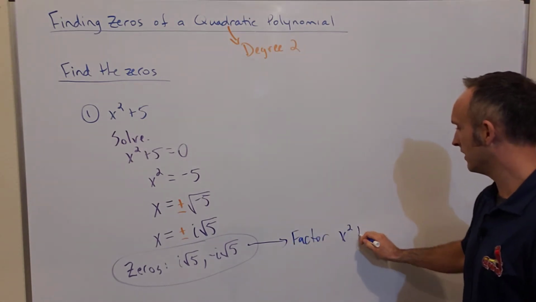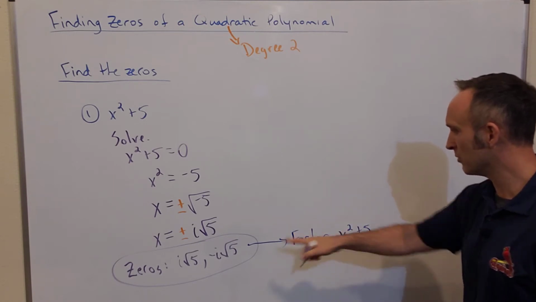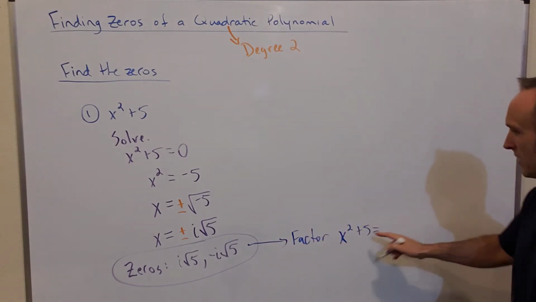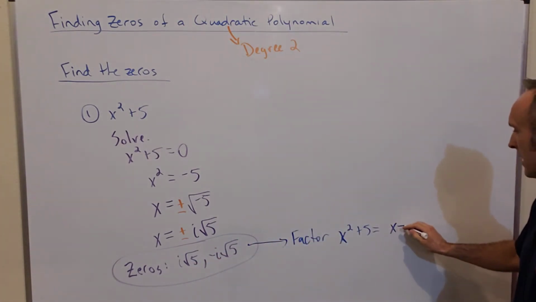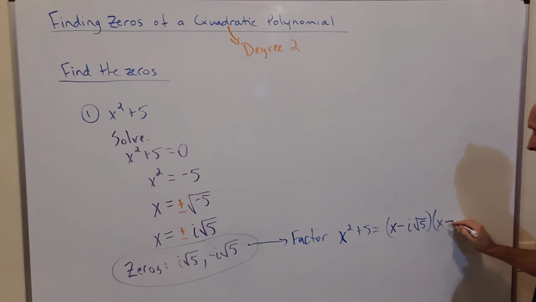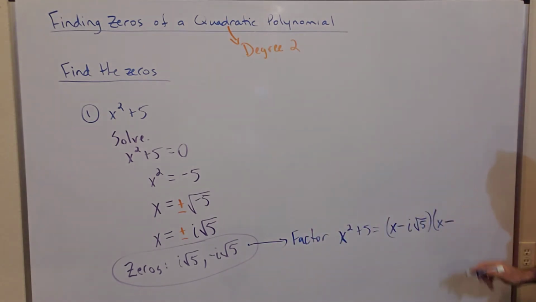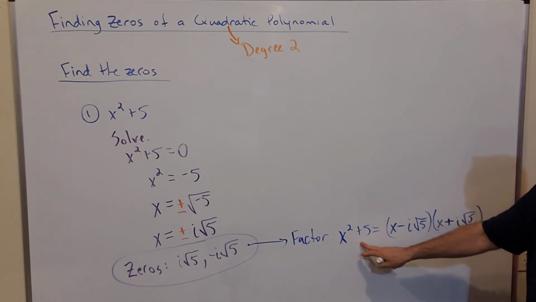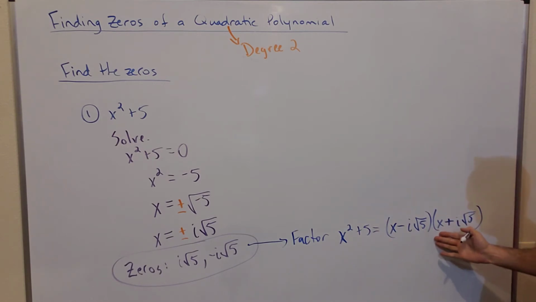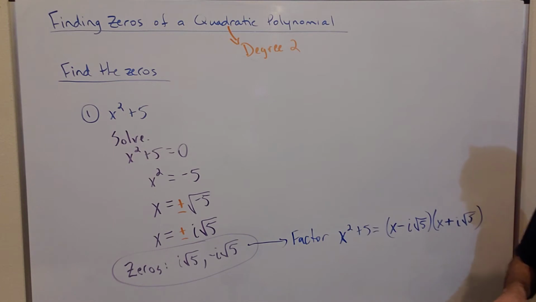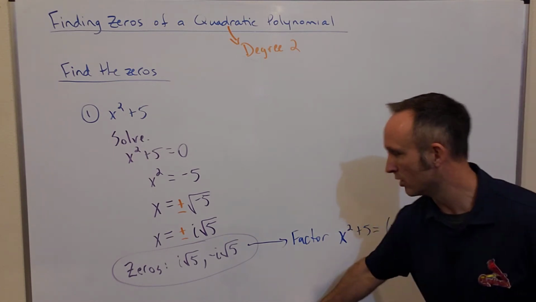x squared plus 5, well, you can turn zeros into factors simply by doing x minus each of these. So it'd be x minus i times the square root of 5 and x minus the negative i times the square root of 5, which turns into x plus i times the square root of 5. And so this simple quadratic polynomial factors like this using complex numbers, imaginary numbers, and that's because the zeros are imaginary. So that's one use for finding zeros.